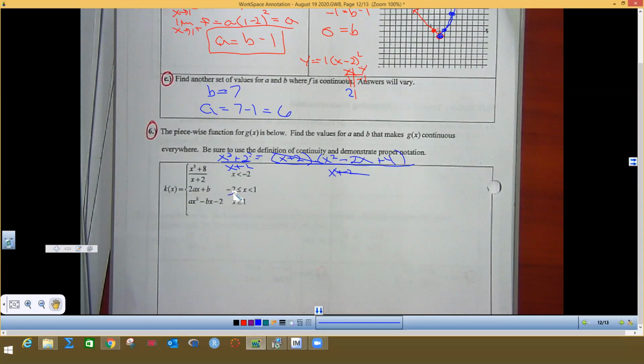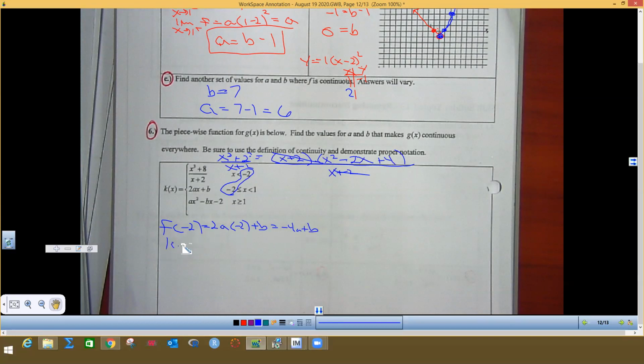So I've got to do this one twice like I did the other one. I got to check a negative 2, and then I got to check a 1. So we're going to do f of negative 2 first. Well, f of negative 2 is this bottom one. So I got to plug negative 2 in for there. So it's going to be 2 times a times negative 2 plus b. So this is going to be negative 4a plus b.